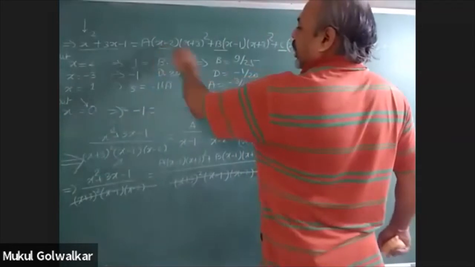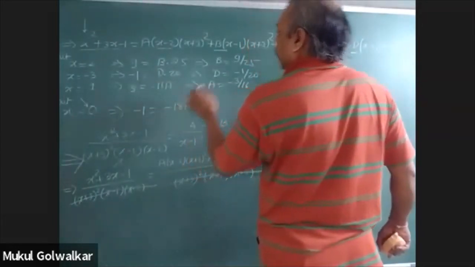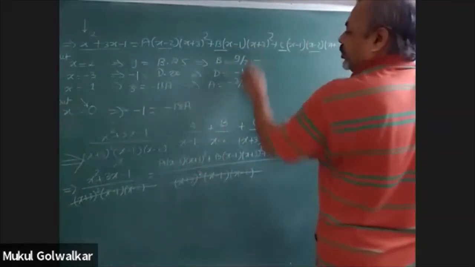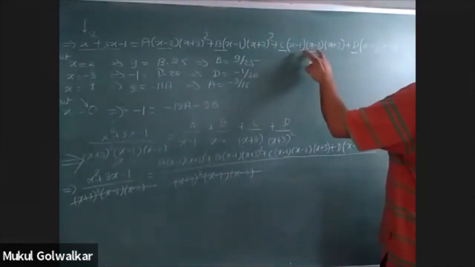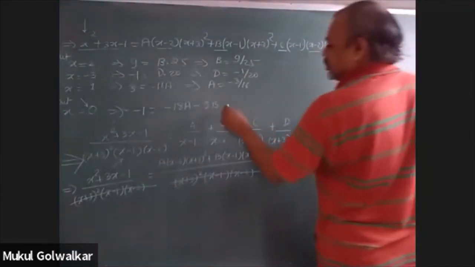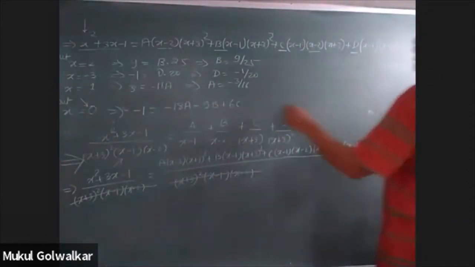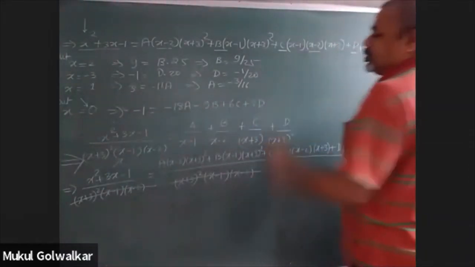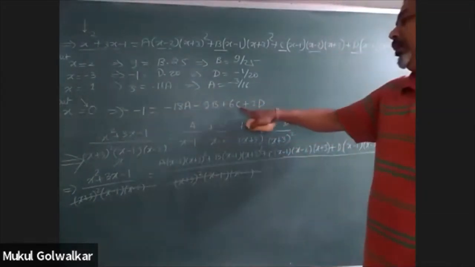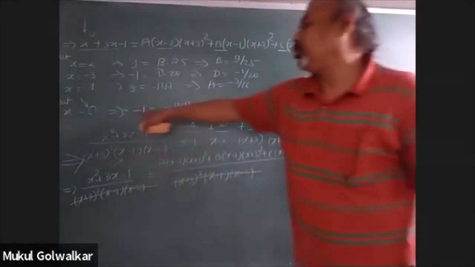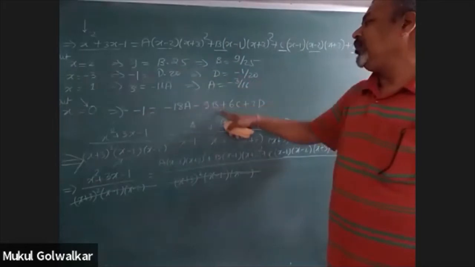minus 2 into 9, so minus 18a; minus 1 into 9 will make it minus 9b; and 2 into 3, 6c, so that gives you plus 6c. And here minus 1 into minus 2 will make it plus 2. So we are going to get the equation minus 18a minus 9b plus 6c plus 2d is equal to minus 1.